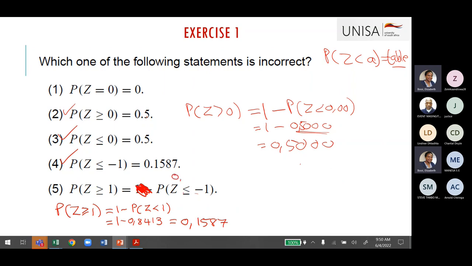Because the answer to this is 0.1587. Therefore, the probability of Z greater than or equal to 1 is the same as 0.1587. You need to be very careful, especially when it comes to multiple choice questions. Please make sure that you evaluate each statement and not make any assumptions. And you can see the answers would have been correct. But we know that, oh, did I mark it wrong there? We know that the incorrect one will be that one.